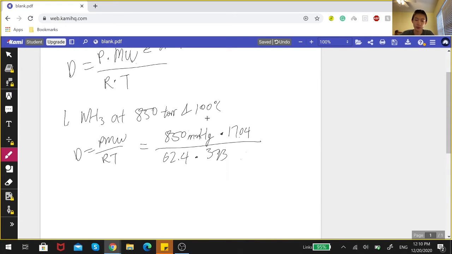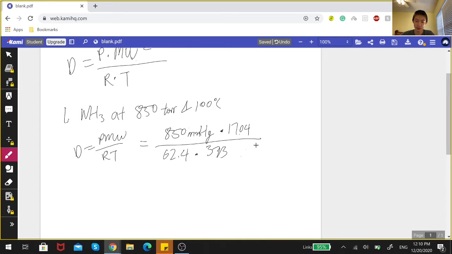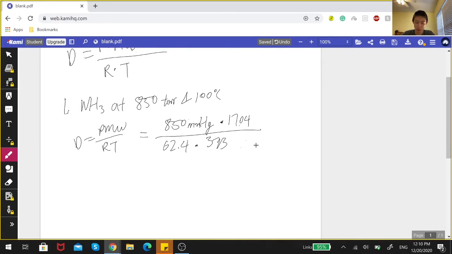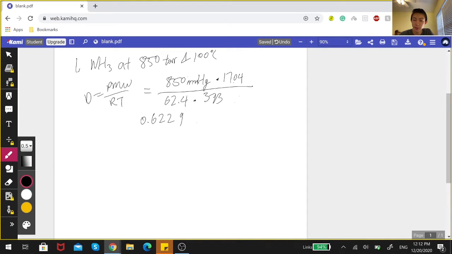And now what is this equal to? 850 times 17.04 divided by 62.4 divided by 373 gives us 0.622. Now for units, we're going to use grams per liter. That is the units for density.